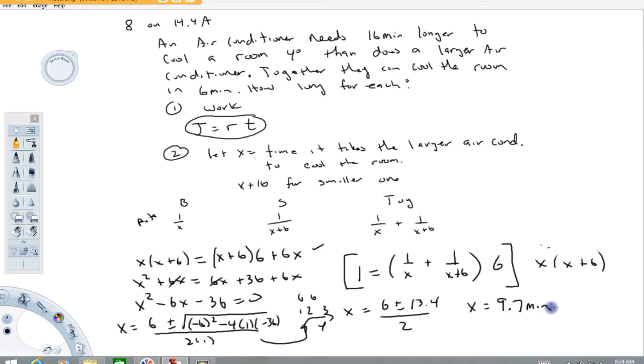Now, let's see. My x was the time it takes the larger one. For the smaller one, it's x plus 16. So I'll just do x sub s here for smaller, and I'll just put an L for larger. And 25.7. Didn't need a calculator for that, but all right. And hopefully that's right.